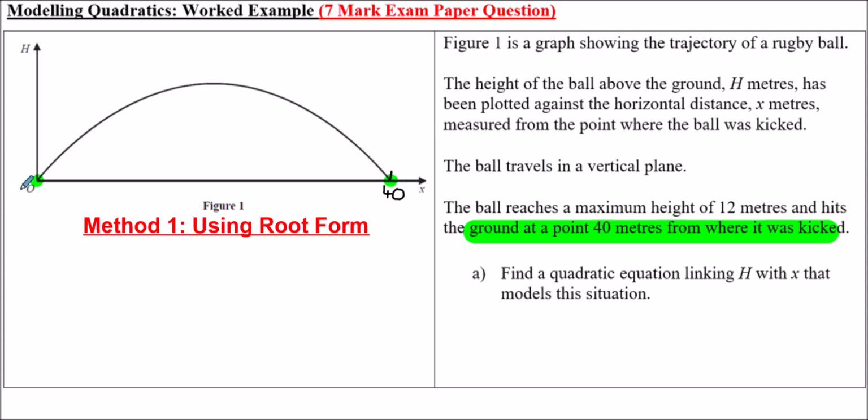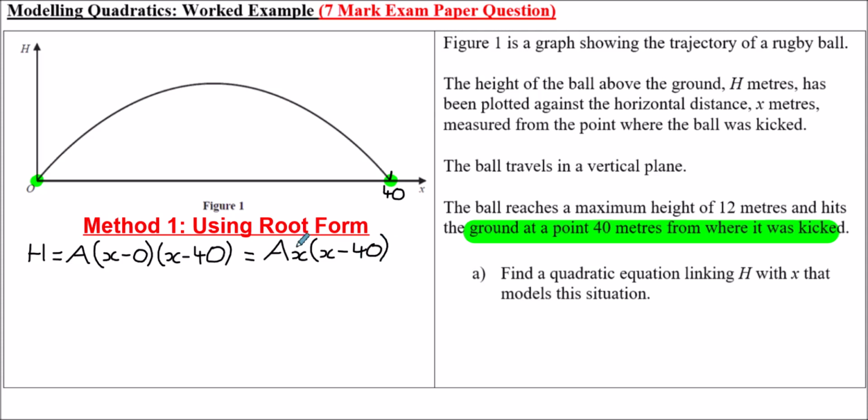Here x is 0. So going back to previous lessons, the root form of any quadratic is normally y, but in this case it's going to be h, then some multiplicative constant, which I'm going to call capital A, then x minus one root, so x minus 0, x minus a second root, x minus 40. But of course, x minus 0 is just x, and so that's the same as saying it's capital A, x minus 40. But that only gets us so far.